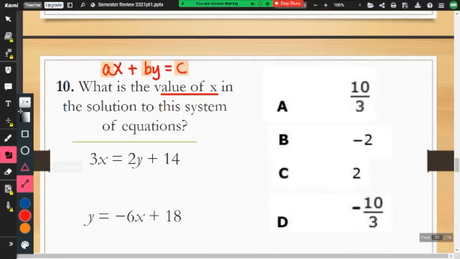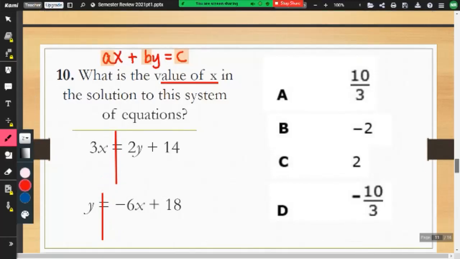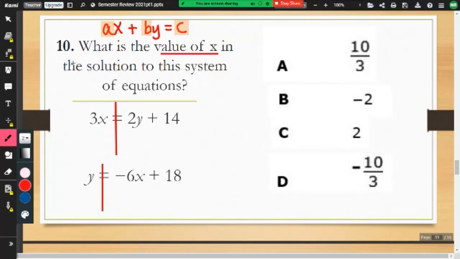So how do I change this first equation to get the y on the same side as x? What do I do with that 2y? How do I move 2y back over? Minus 2y, minus 2y. Now in standard form, x does have to come first. So I have to make sure to bring down the 3x first, minus the 2y. These cancel out, equals 14.